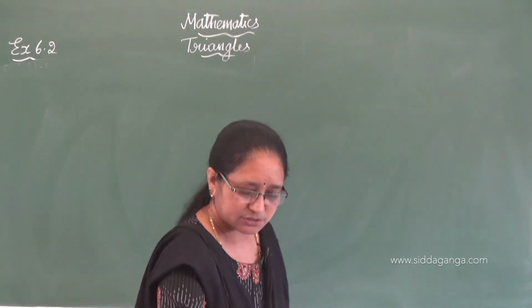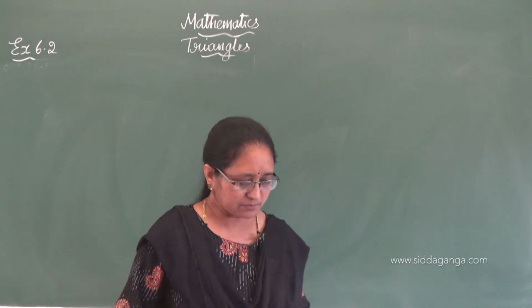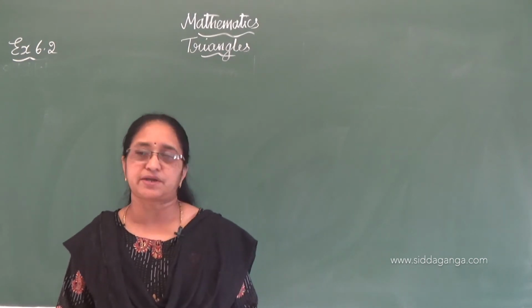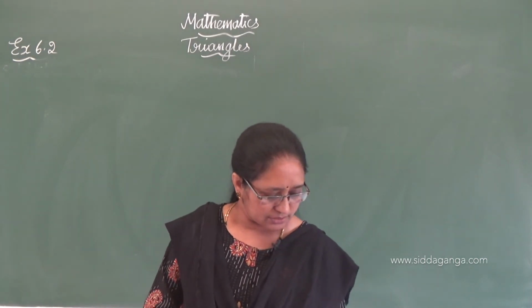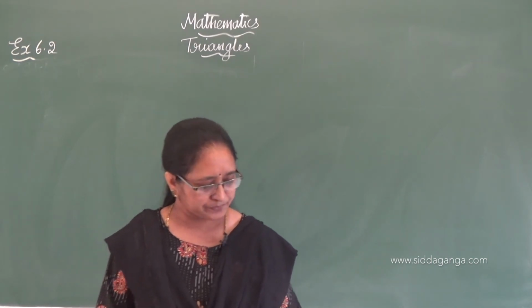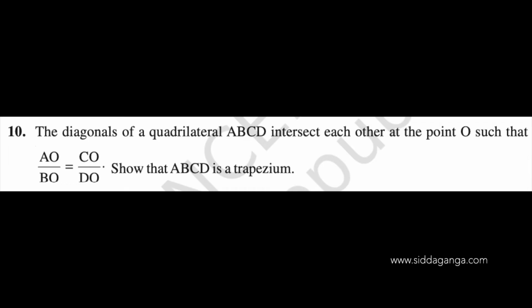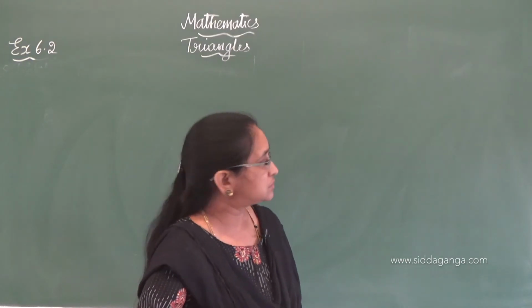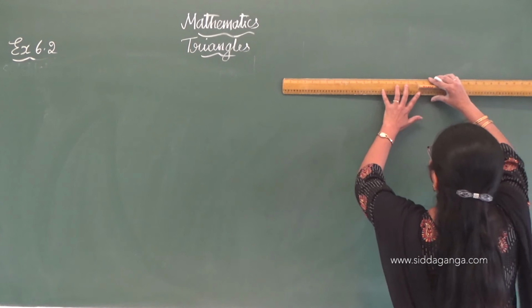Again another interesting problem, the 10th one, because with the same knowledge you can solve the 9th and 8th also. I am going to read the question. The diagonals of a quadrilateral ABCD intersect each other at the point O such that AO by BO is equal to CO by DO. Show that ABCD is a trapezium. So, we shall draw the trapezium.